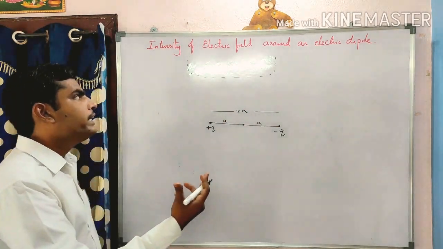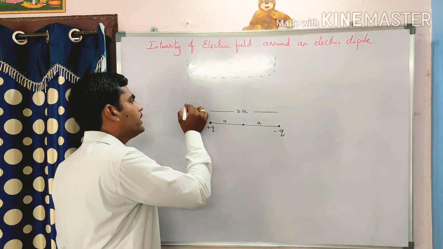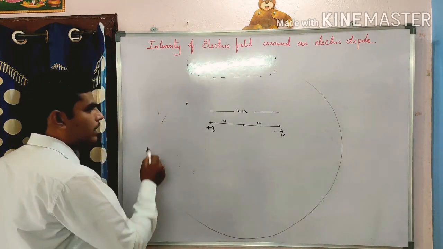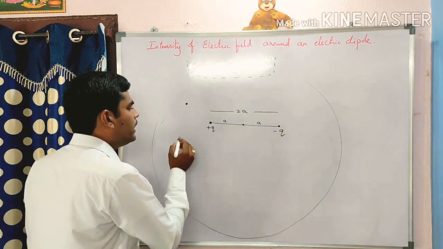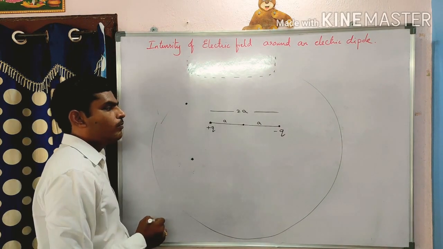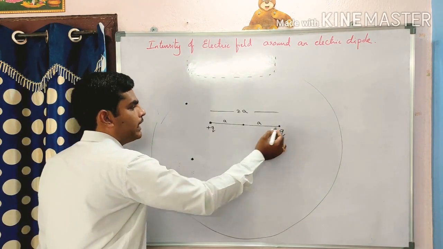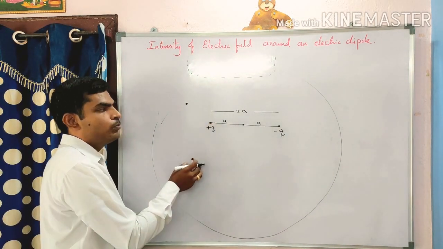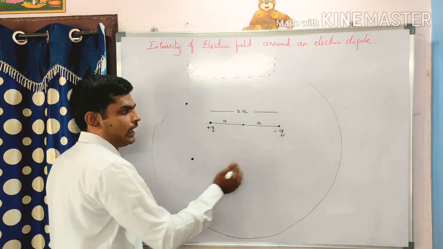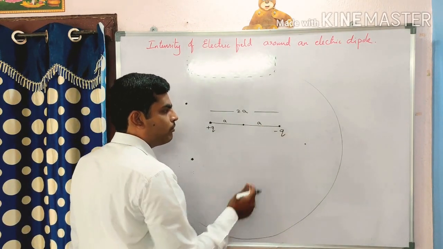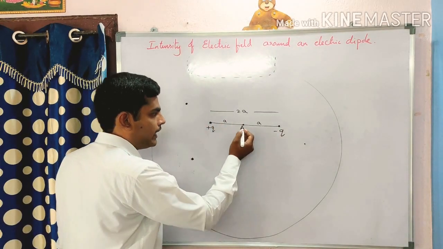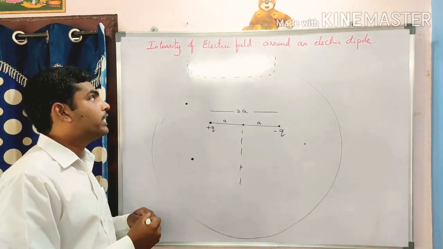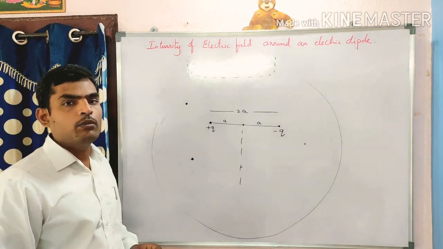Now if I want to find the intensity of electric field here, this dipole has an electric field around it. The total electric field is there around it. For example, here the positive charge is closer and the negative charge is farther. This means the impact of the positive charge is more and the negative charge is less. If I take a point here, the negative charge effect will be more and the positive charge effect is less. If I take a point anywhere here, both charges will be at equal distance. So the intensity of electric field is different at different points.